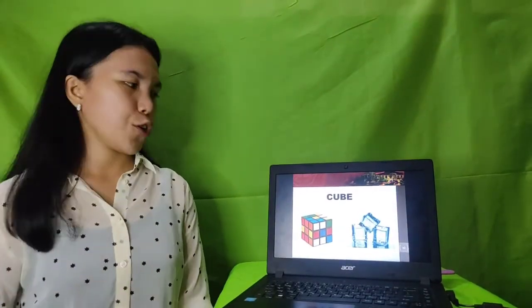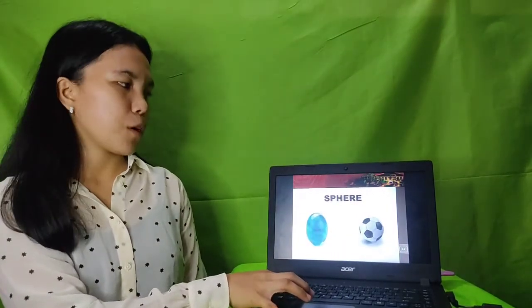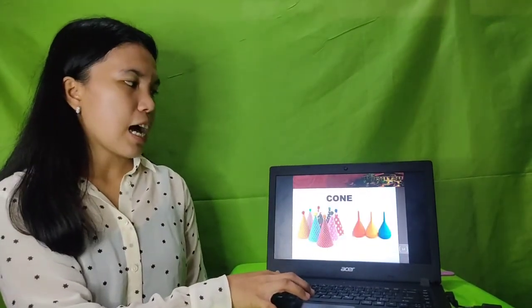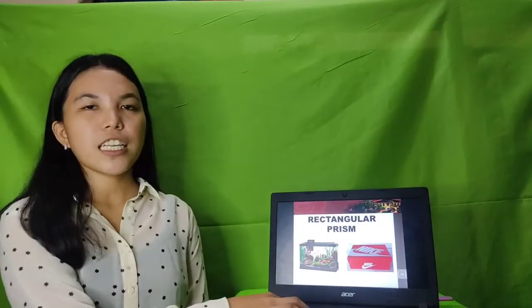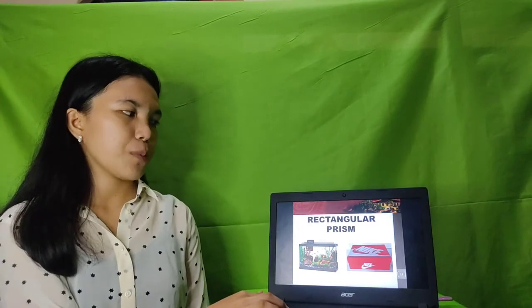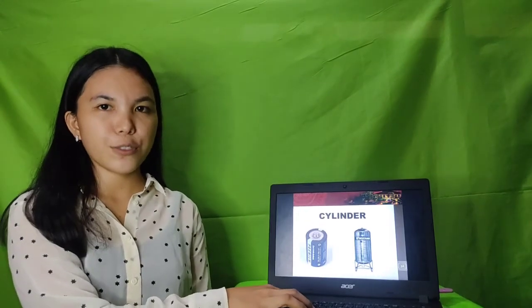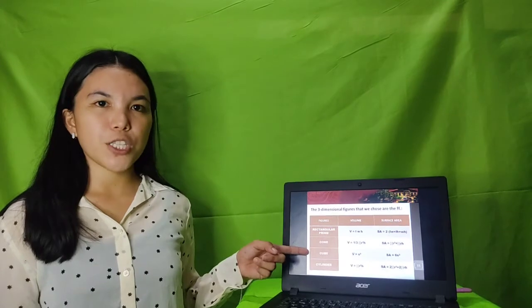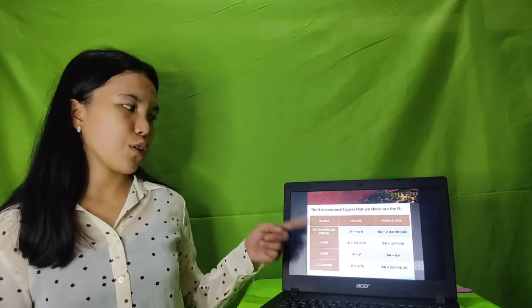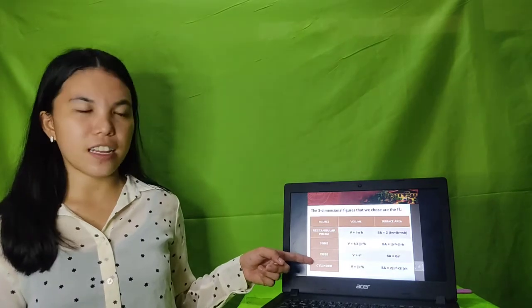So we can see a cube in a Rubik's Cube and ice cube, a sphere in a marble and a ball, a cone in a party hat and funnel, a rectangular prism in an aquarium and shoebox, and lastly a cylinder in a battery and water tank around us. These are the 4 three-dimensional figures that I chose: first is a rectangular prism, cone, cube, and cylinder.